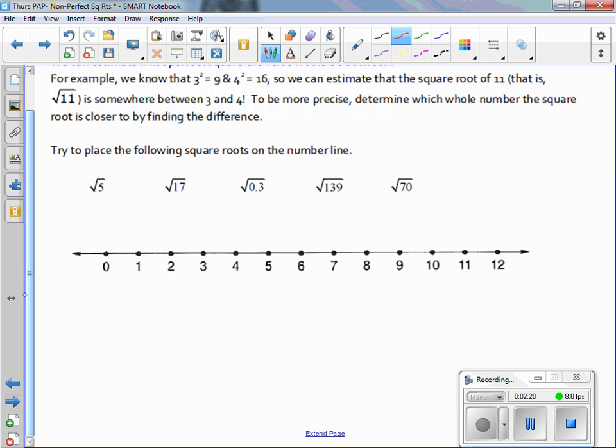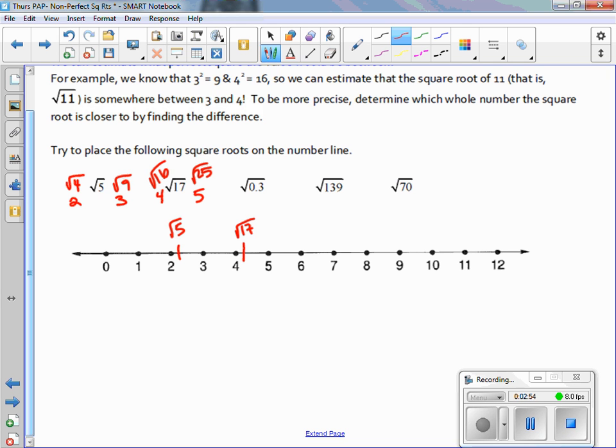So we're going to place these on the number line as well. The square root of 5 is pretty close to the square root of 4, which I know is 2. On the other side of that would be the square root of 9. It's definitely not as close to that. So I'm going to plot it between 2 and 3, but I'm definitely going to plot it closer to 2. The square root of 17 is really close to the square root of 16, which is 4. The square root of 25 would be on the other side, so I'm plotting it between 4 and 5, but definitely closer to 4.